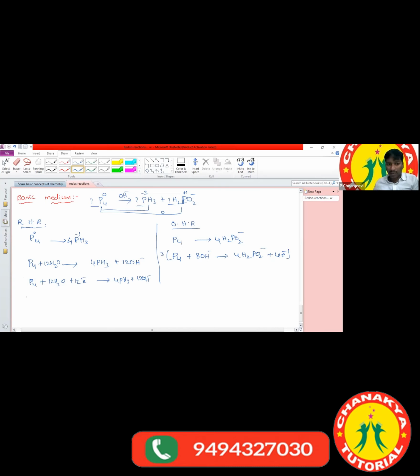we can write 3 moles of P4 plus 8 threes are 24 OH minus gives rise to 12 H2PO2 minus plus 12 electrons. So this is the whole equation. Is anything going to be cancelled? This side 12 electrons, this side 12 electrons are there.